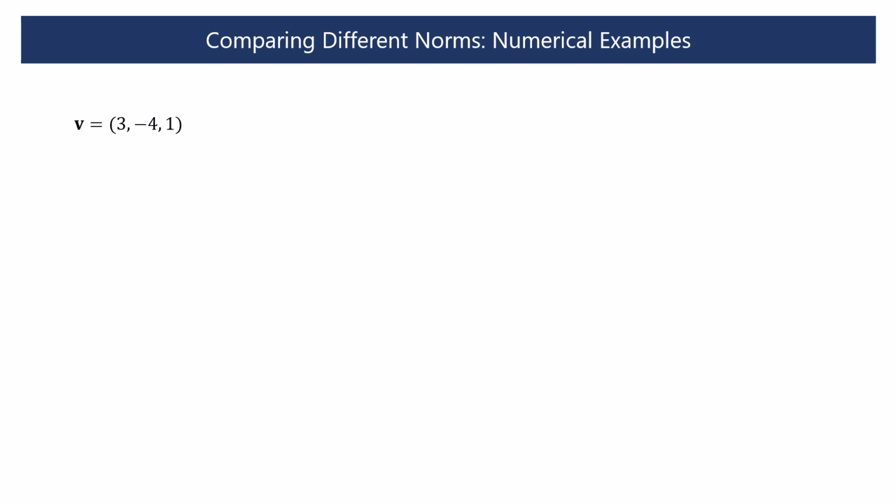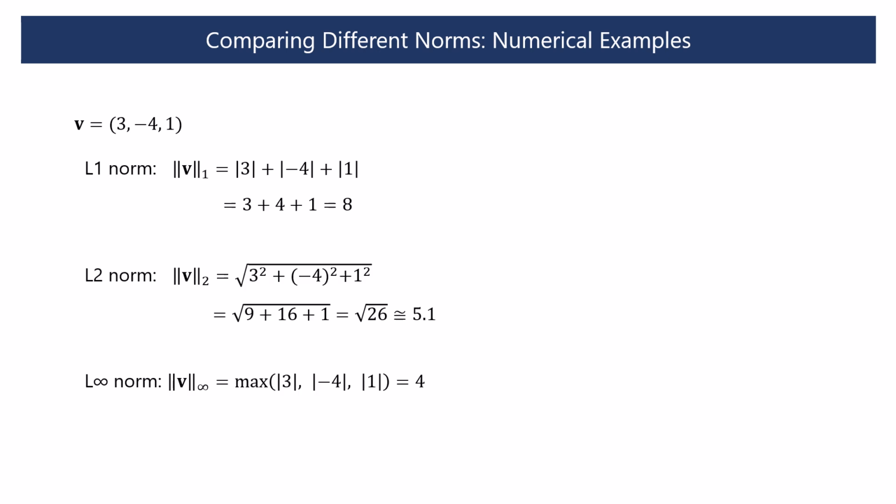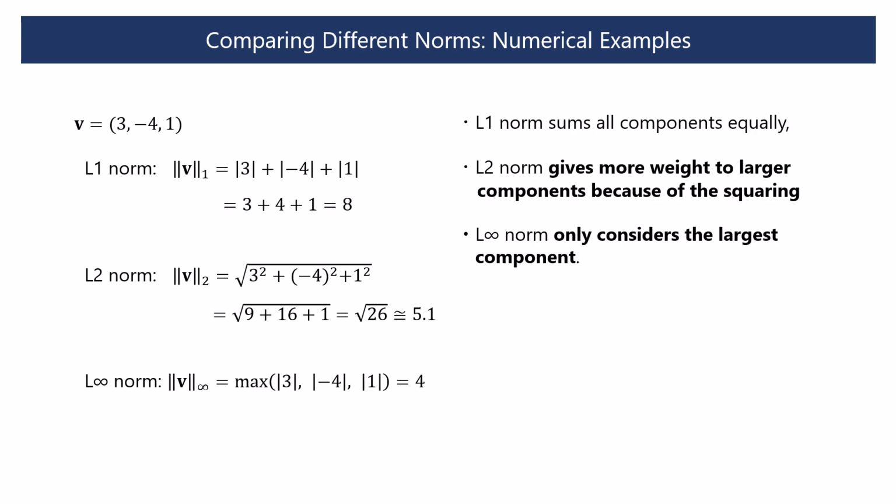Now, let's compute and compare the L1, L2, and L infinity norms for the same vector. Let's use this vector v. Let's compute L1, L2, and L infinity norm. As we can see, different norms produce different values for the same vector. The L1 norm sums all components equally. The L2 norm gives more weight to larger components because of the squaring. And the L infinity norm only considers the largest component.